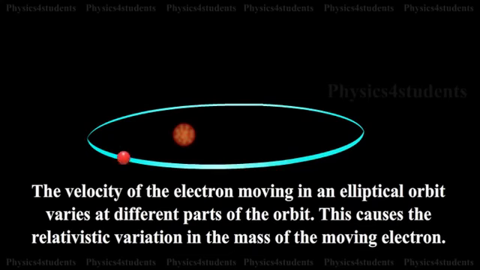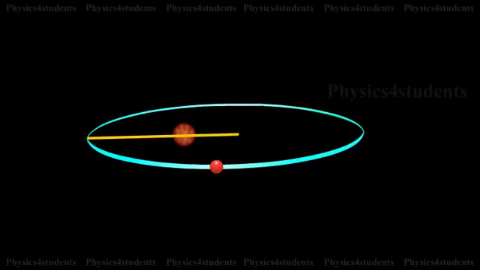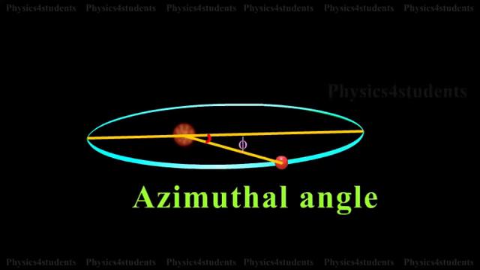This causes the relativistic variation in the mass of the moving electron. Now, when elliptical orbits are permitted, one has to deal with two variable quantities: the varying distance of the electron from the nucleus, and the varying angular position of the electron with respect to the nucleus, that is, the azimuthal angle, phi. Let us arrive at some important equations.